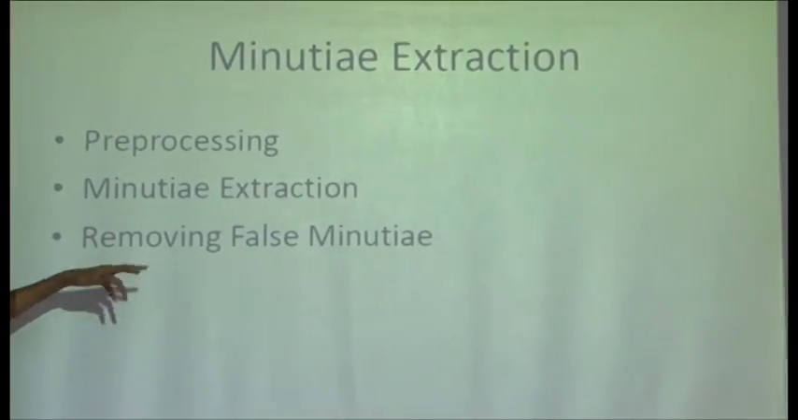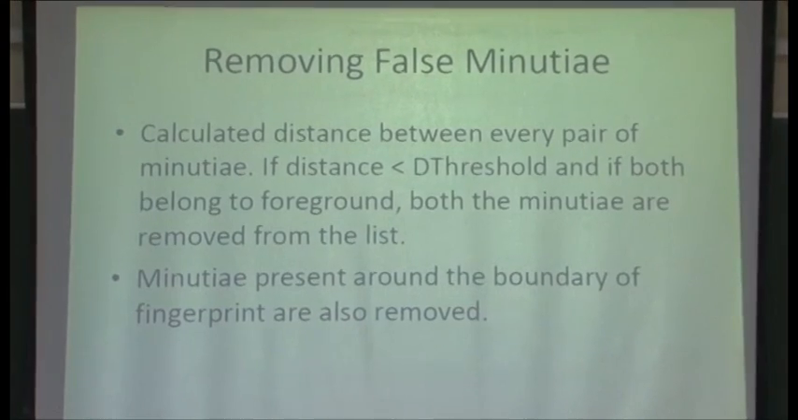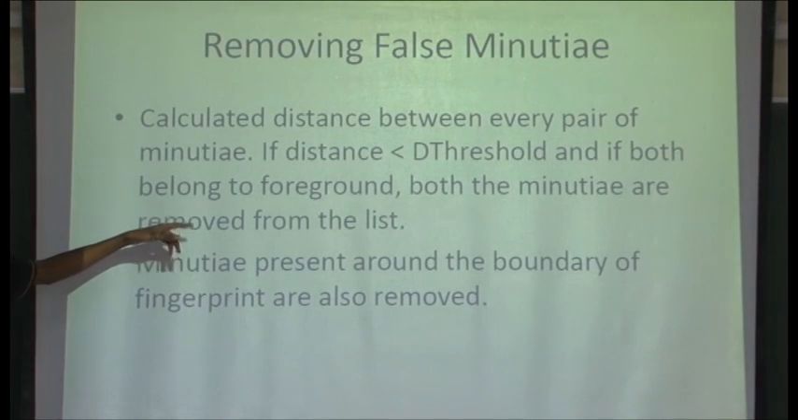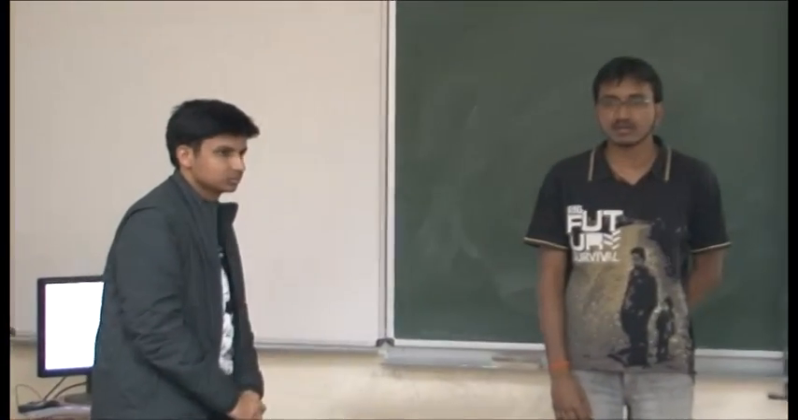Minutia extraction and removing false minutia. I use CN number, and for removing false minutia, I calculate distance between every pair of minutia. You tell me, have you got the result of false minutia? That is important. I have extracted nearly 30 minutiae, and in them, if I check manually, only 3 or 4 are false. So it is 10% false.